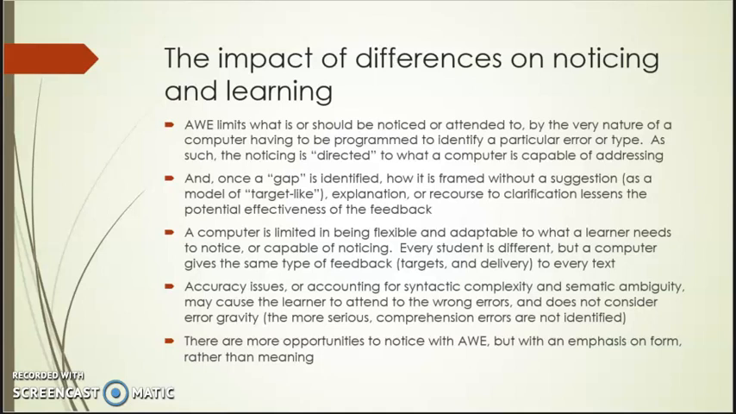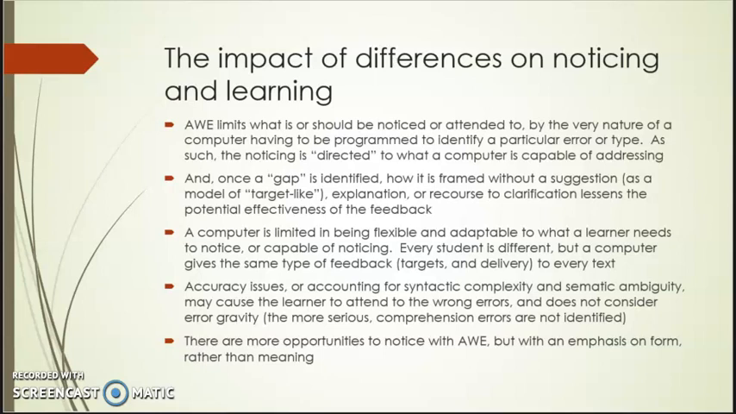And once a gap is identified, how it is framed without a suggestion as a model of target-like, an explanation or recourse to clarification lessens the potential effectiveness of the feedback. A computer is limited in being flexible and adaptable to what a learner needs to notice or is capable of noticing. Every student is different, but a computer gives the same type of feedback, targets, and delivery to every text.